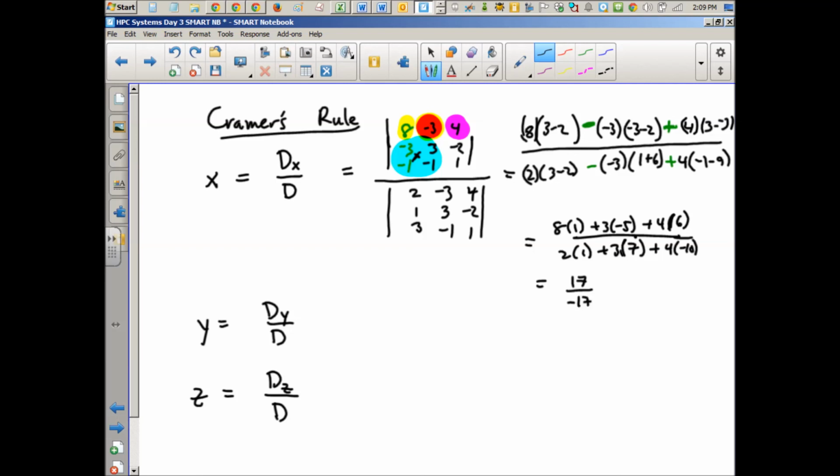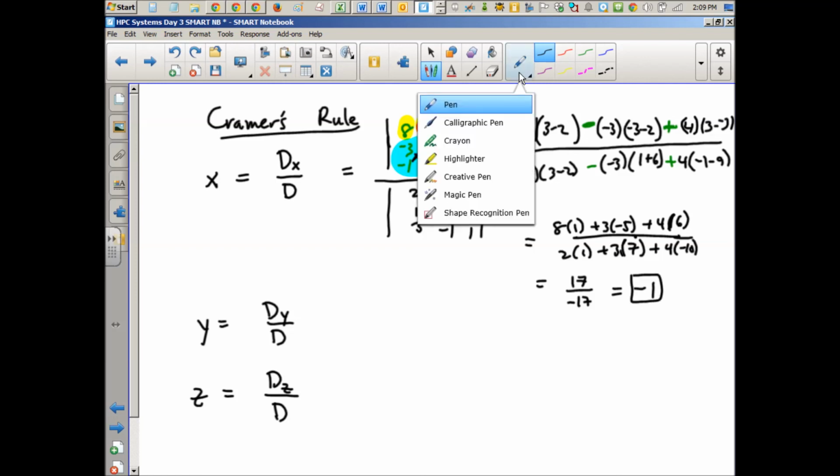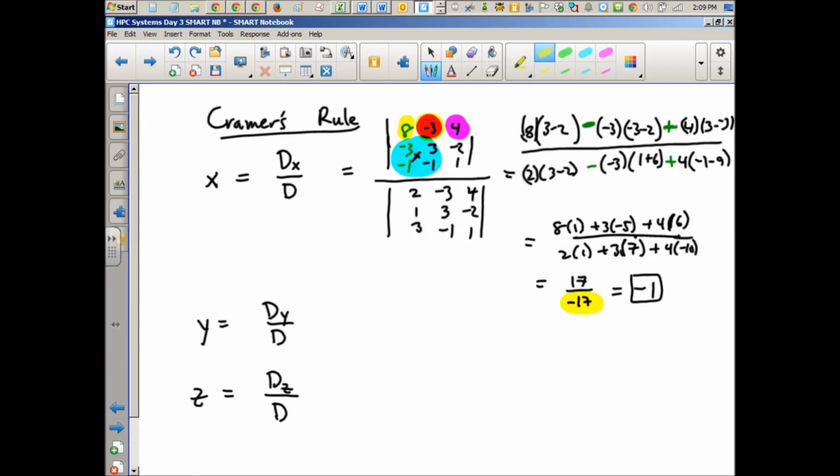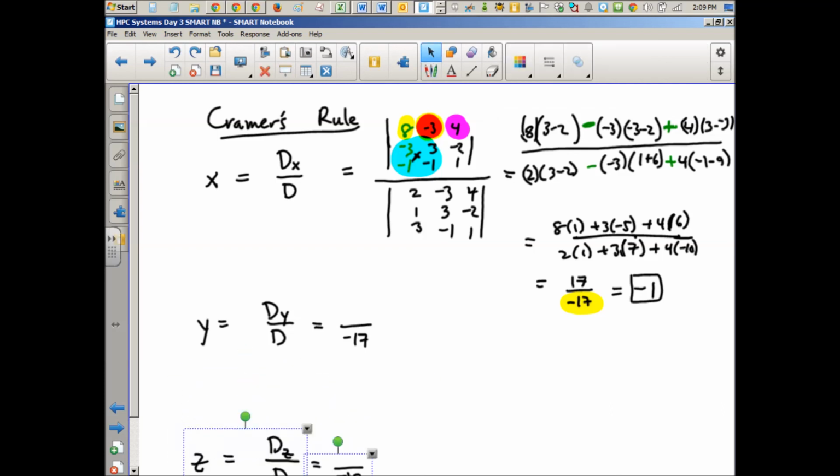Okay, so negative 17. And the bottom and the top are the same except opposite. So you just basically get negative 1. And this jives with the other answer. It's important you recognize that this negative 17 is also the same as the denominator of the next two, right? So you already know now that this is negative 17 for the next two problems. So that's nice. Okay, so it's kind of a lot of work to do a 3 by 3 determinant, but it does work out. And let's go on and look at the y and the z version of it.